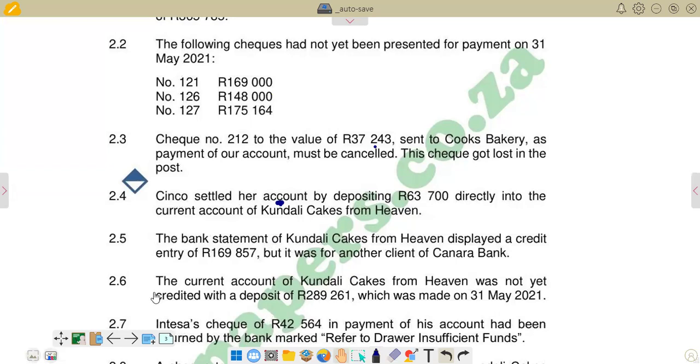So we can leave it. Then we go to 2.6. The current account of Kundali Cakes from Yemen was not yet credited with a deposit of 289,261, which was made on 31 May 2021.